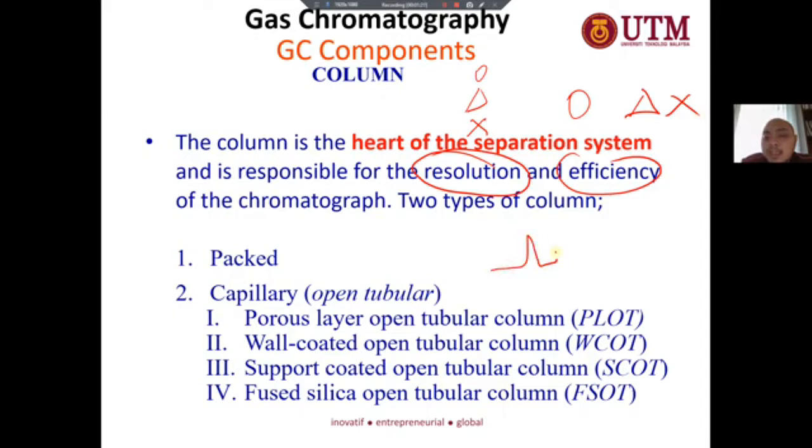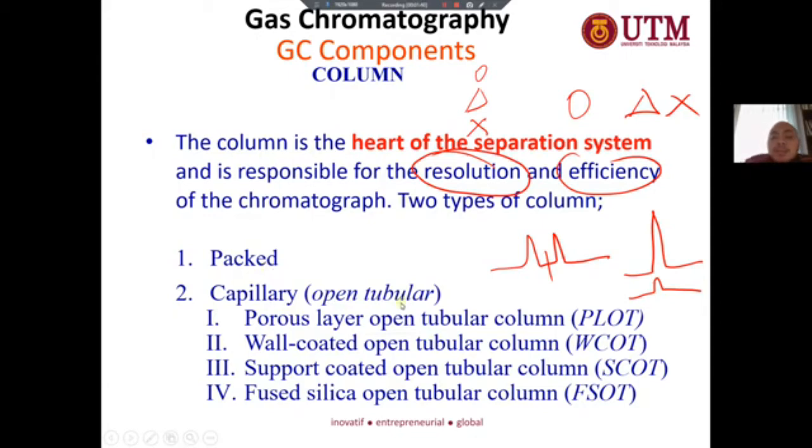for resolution, whether the peak is separated or not, and how good the efficiency is, whether it is high or low efficiency. It depends on the type of column that we choose. Generally, columns can be divided into two types, which are packed and capillary columns.